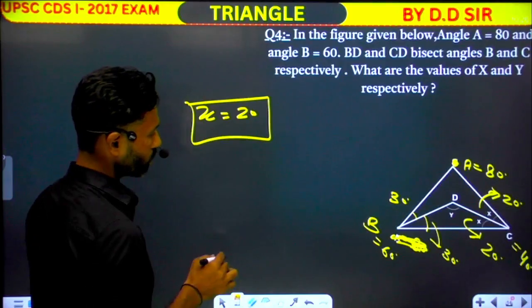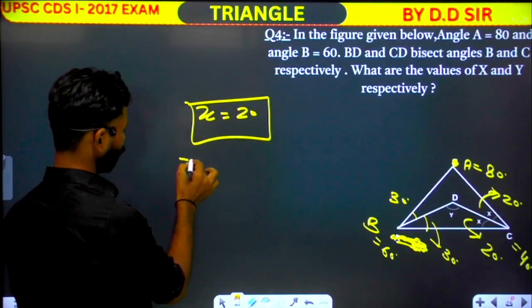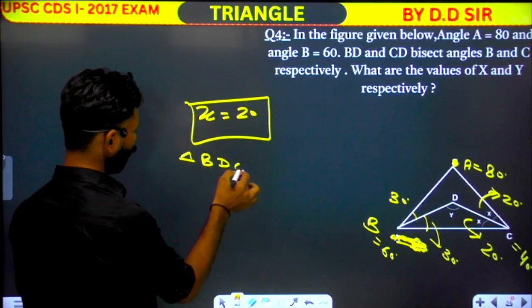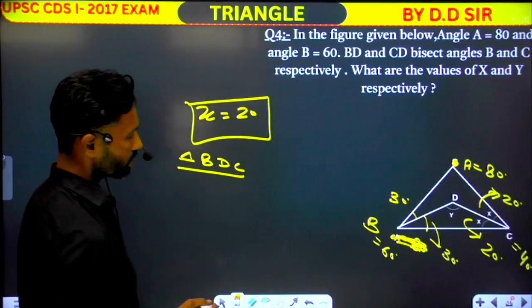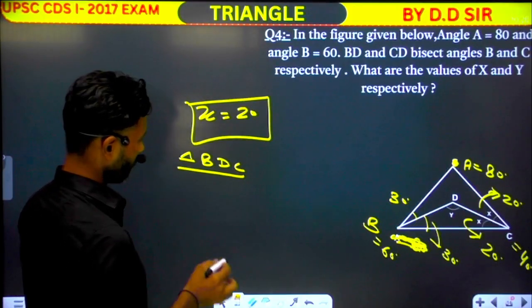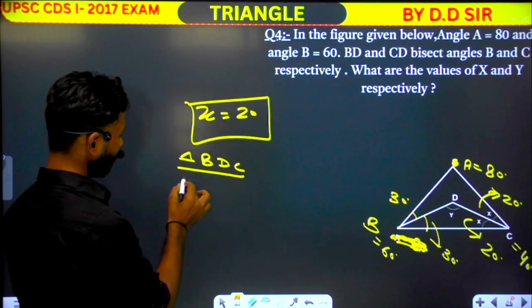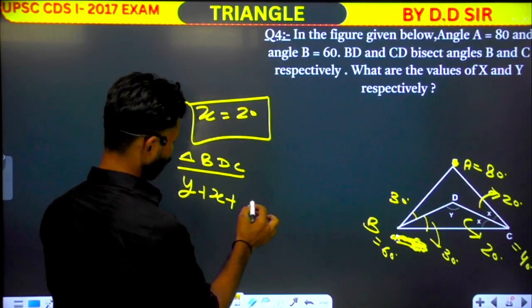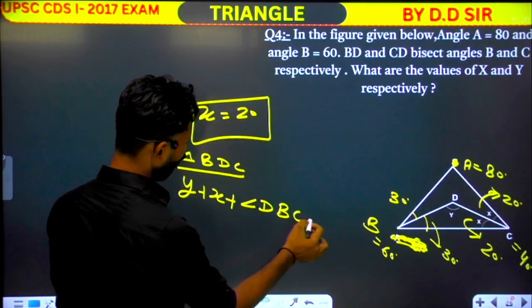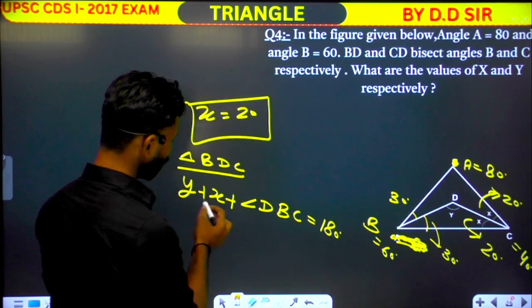Now let's move to the triangle BDC. In triangle BDC, you know the sum of all angles will be equal to 180 degrees. So in triangle BDC I can say that Y plus X plus angle DBC will be equal to 180 degrees. We have to calculate Y.